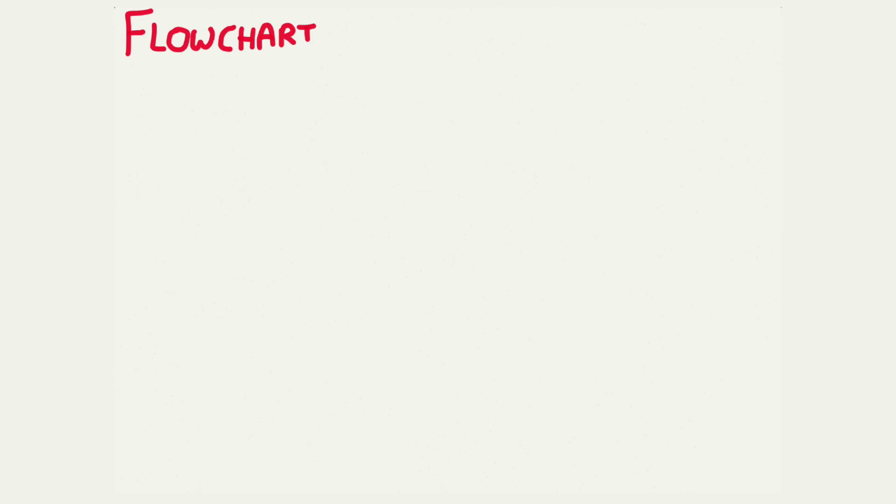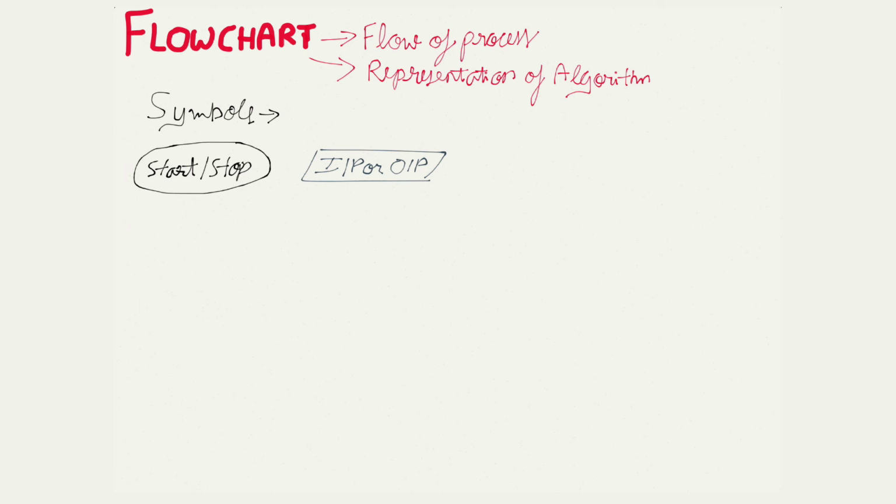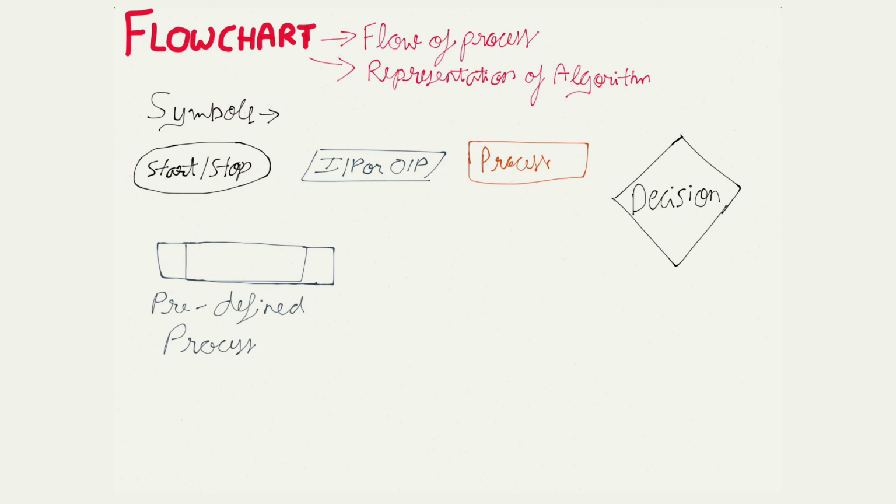Now what is a flowchart? A flowchart is a diagrammatic representation of an algorithm that shows the flow of the process. Flowchart symbols are oval for stop, parallelogram for input, rectangle for process, diamond for decision, a rectangle within a rectangle for a predefined process, arrows for showing flow, and dot for connecting.